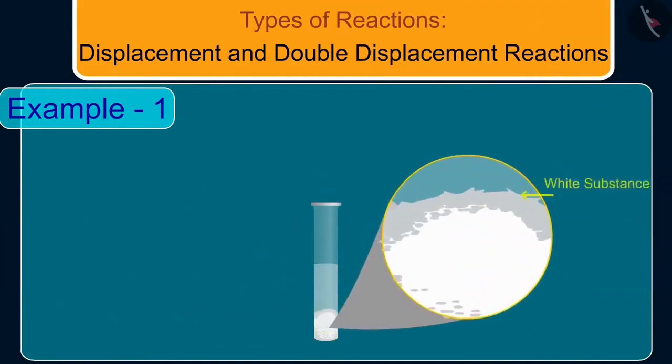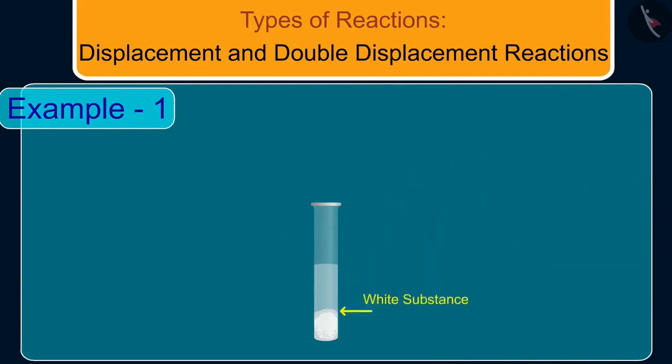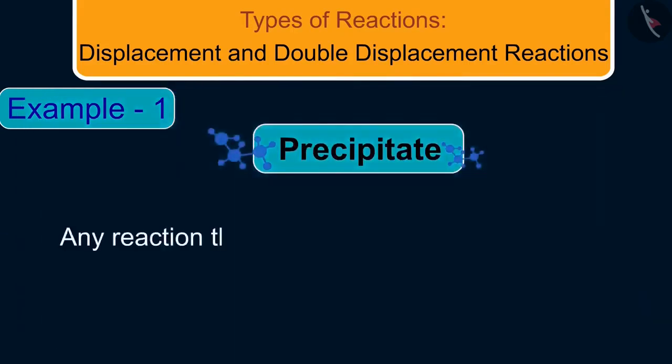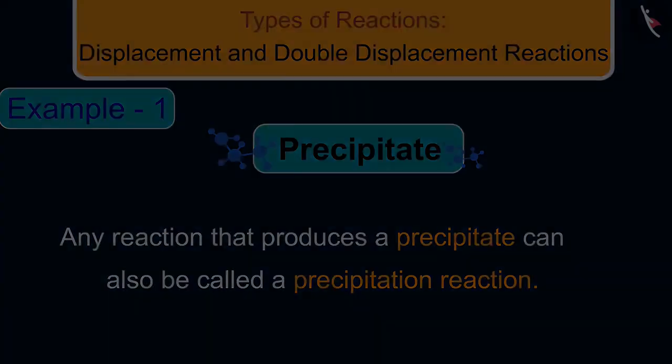You will observe that a white substance, which is insoluble in water, is formed. This insoluble substance formed is known as a precipitate. Any reaction that produces a precipitate can also be called a precipitation reaction. So students, how is this reaction a double displacement reaction?